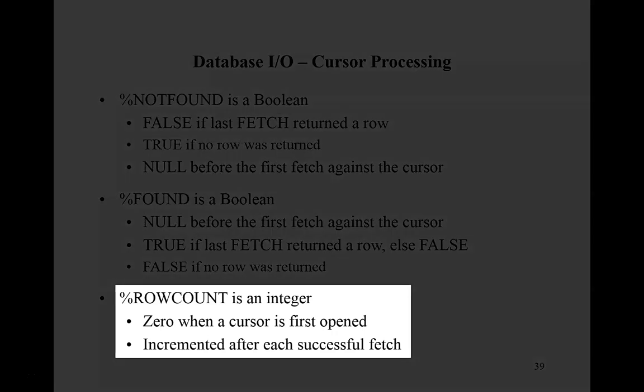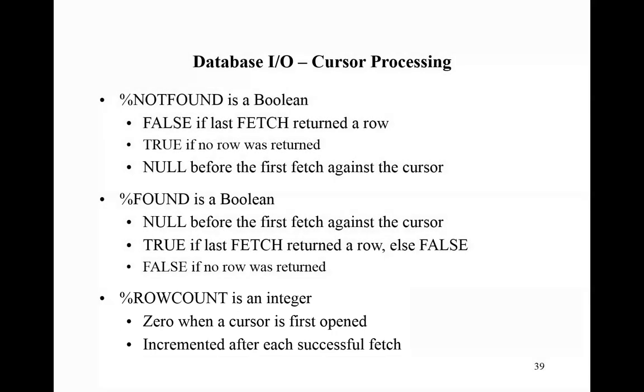And finally, the %rowcount. This is an integer. It returns 0 when a cursor is first opened because no rows have been fetched into the program. It will be incremented after each successful fetch. So notice that row count can be thought of as a running accumulator or a running counter. After each fetch, row count is incremented if a row has been returned. So it's not until we've exhausted all of the rows in the result set that row count will reflect the total number of rows in that result set.